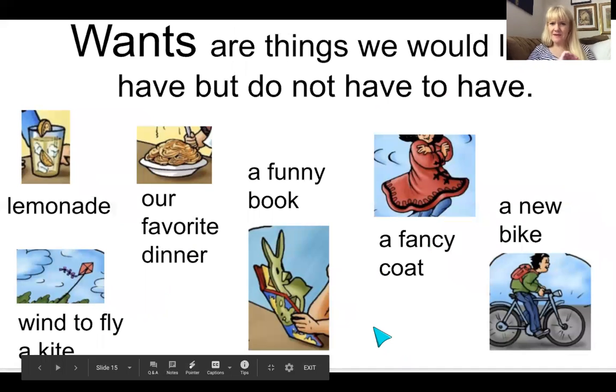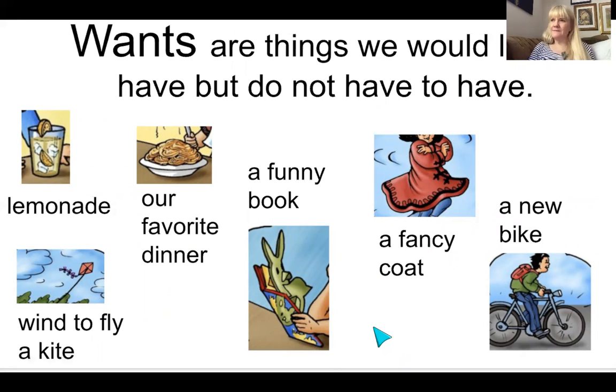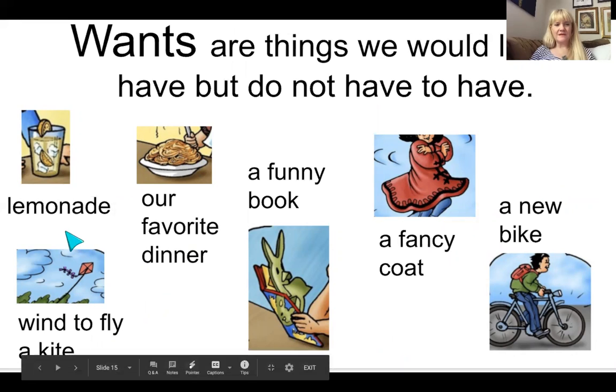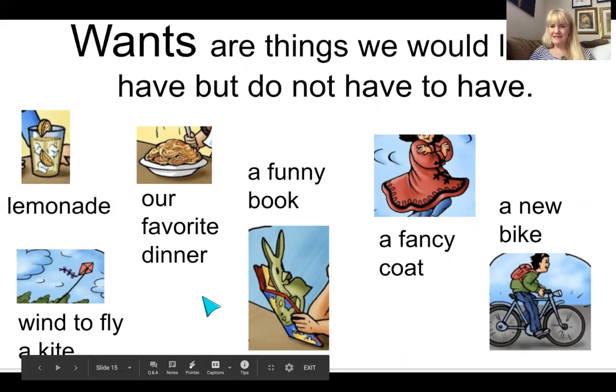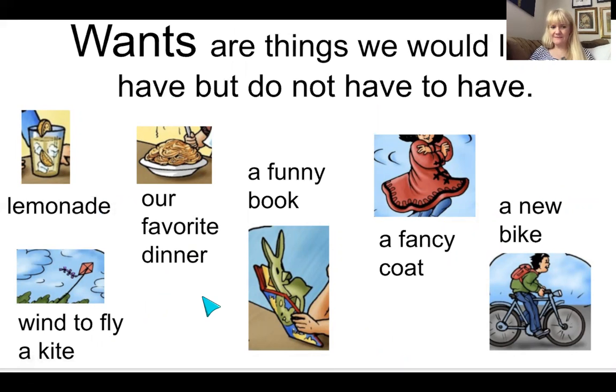All right, now let's talk about the wants. So these are some things in the book that were wants, the things that the children wanted, but they didn't necessarily need. So the girl wanted some lemonade. She didn't need it, she just wanted it. The boy wanted his favorite dinner. Again, he didn't need it, but he wanted it.